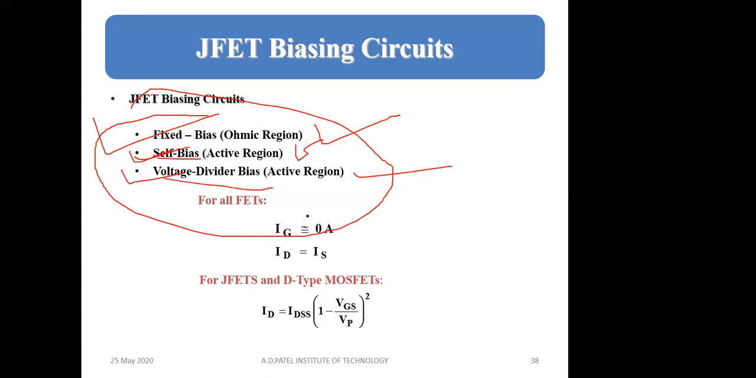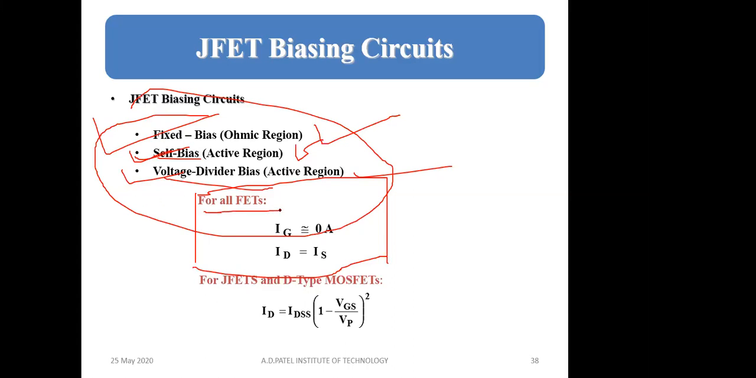So we will discuss these circuits in overview. We will not go into much detail. I will give you the circuit diagram and the equation. But if you don't want to go into much detail, it's fine, because that is not very important from the exam point of view. So let us discuss it one by one.